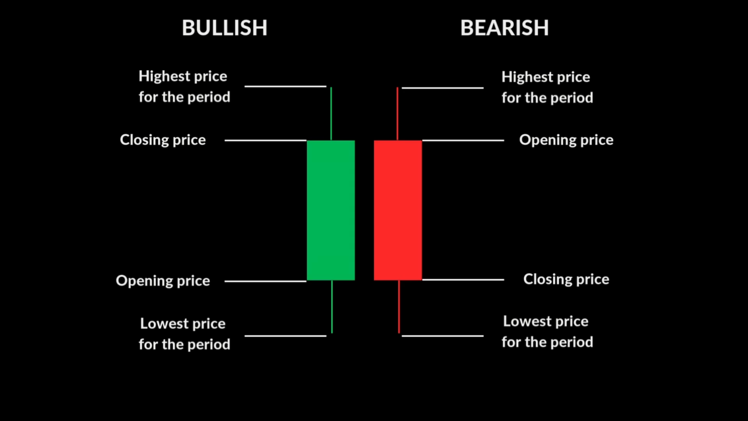Every candle has four main parts: the open, where the price started; the close, where the price ended; the high, the highest point the price reached; and the low, the lowest point during that time. This applies to both bullish and bearish candles. Now let's look at some special types of candles.